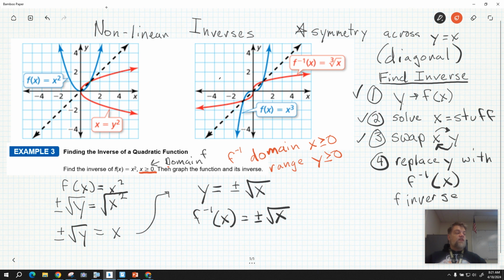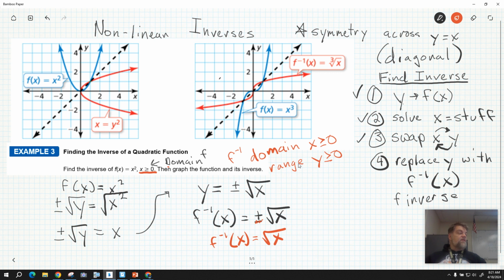So what does that mean? Well, that means that I ignore the negative root. So then f inverse of x is equal to just the square root of x, the positive one, because the range has to be positive. So this has to be positive. If I put a negative sign here, I'll have all negative numbers, and I can't have a negative range.